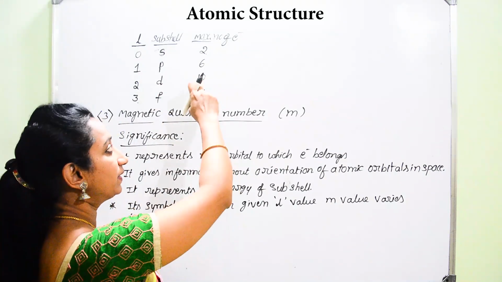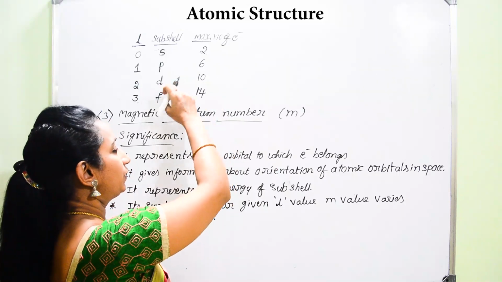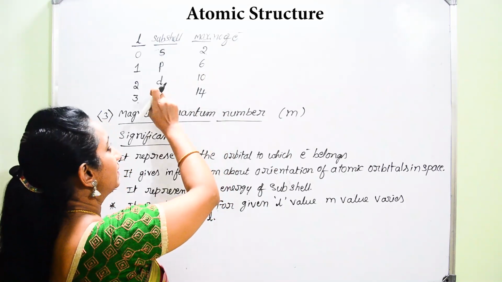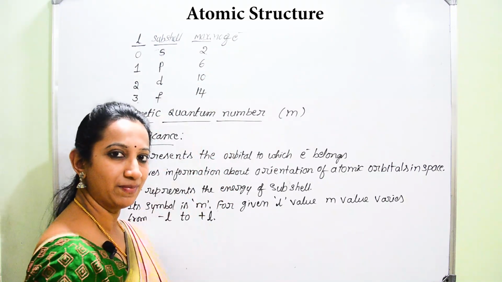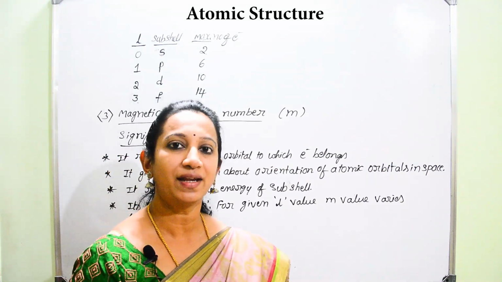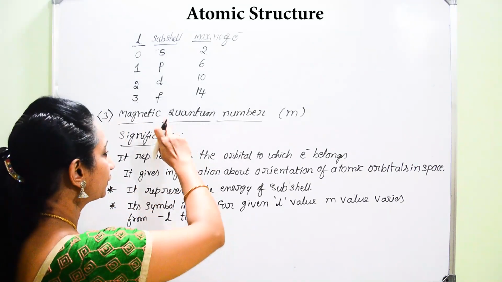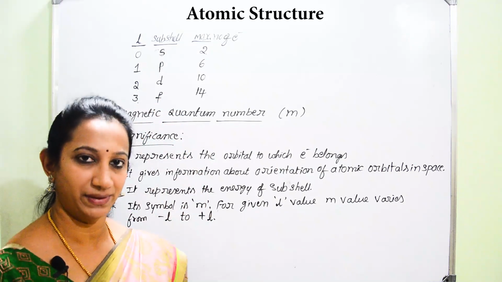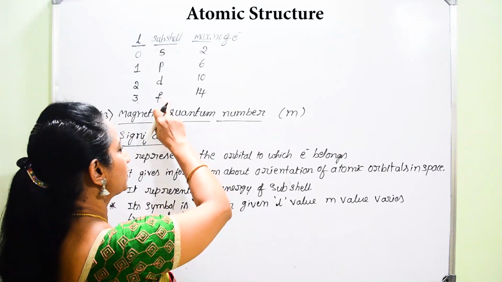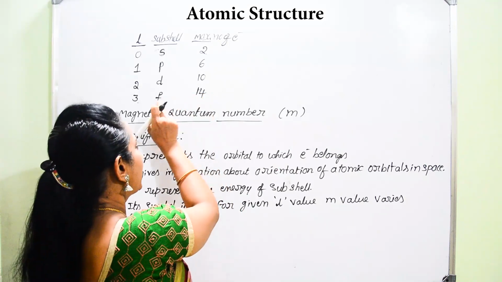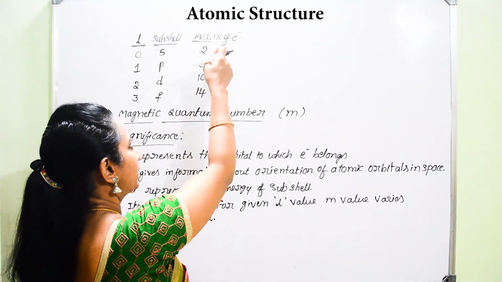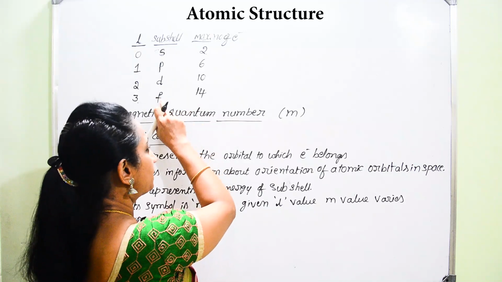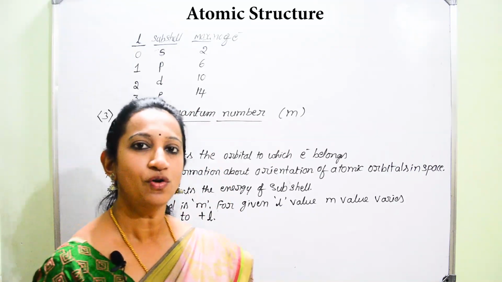Hence, each orbital can accommodate 2, that is 5 into 2 is equal to 10. Hence, the D subshell can occupy a maximum of how many electrons? 10 electrons. Then if you go for F, F contains 7 orbitals. So 7 into 2 means 14. Therefore, the maximum number of electrons that can be present in the F subshell is exactly 14.